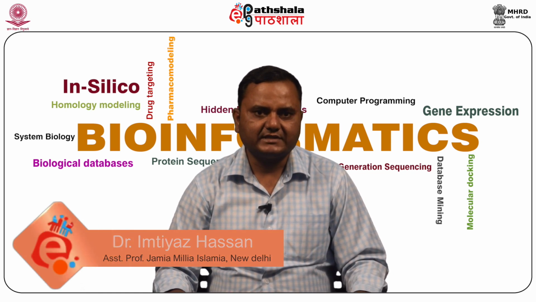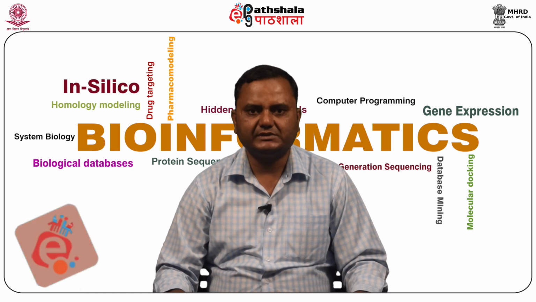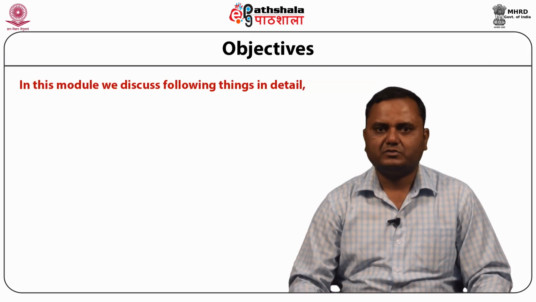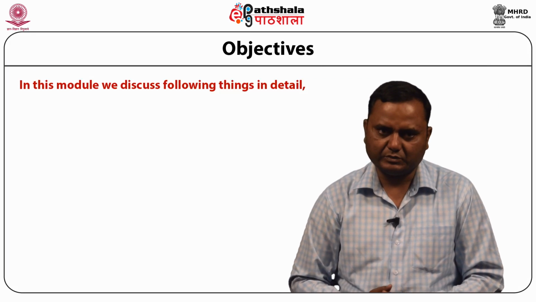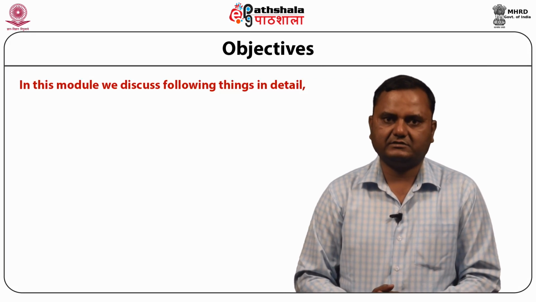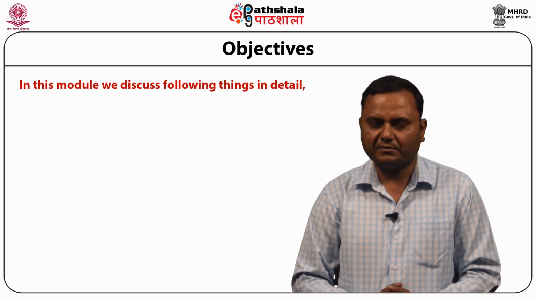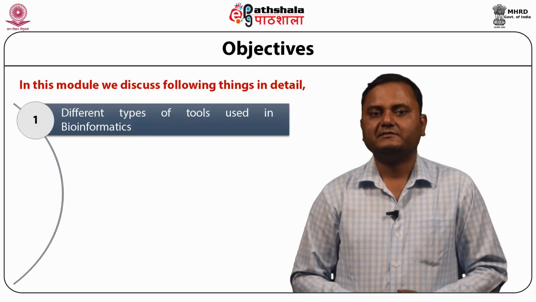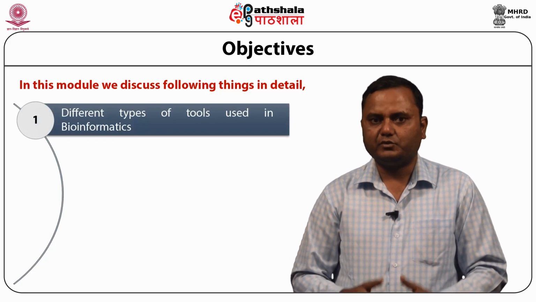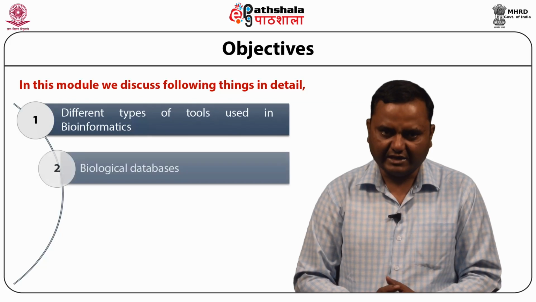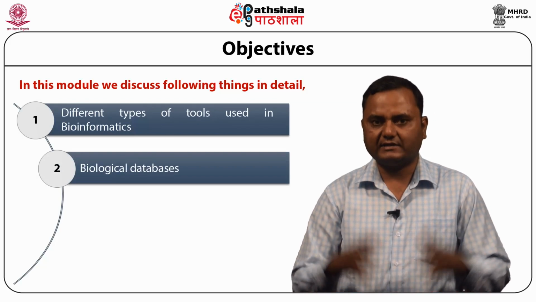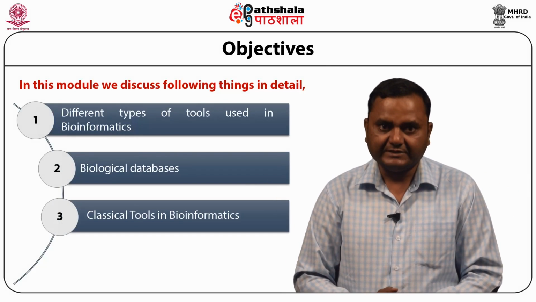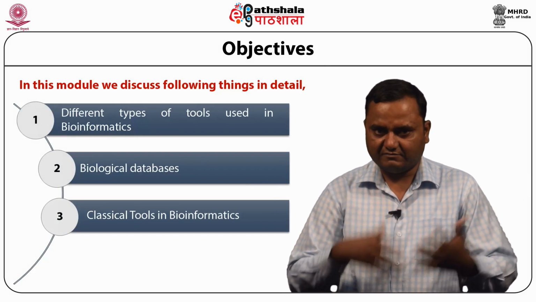Today we are going to discuss a module, tools used in bioinformatics, under the paper Bioinformatics. The objective of this module is to provide you information about the different types of tools used in bioinformatics. Before using the tools, we must know the basic information about the biological databases. Then we cover the classical tools in bioinformatics that most people use. Then we go through the tools one by one.